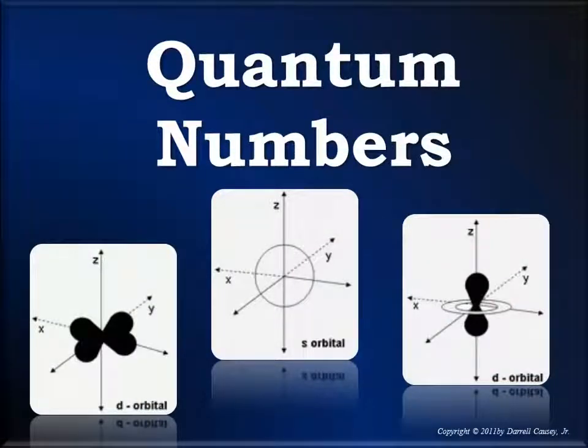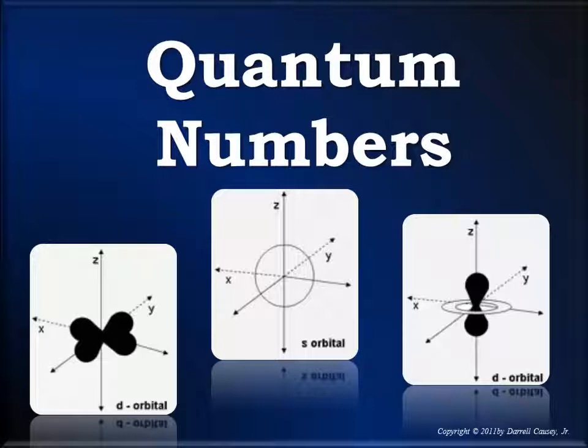Now the importance of quantum numbers is to understand where the electron is. Remember, we had three questions here. What is the electron? Where is the electron? And how does it behave? Well, we know what it is. We're beginning to learn where it is with the Bohr model and now with the quantum mechanical model.